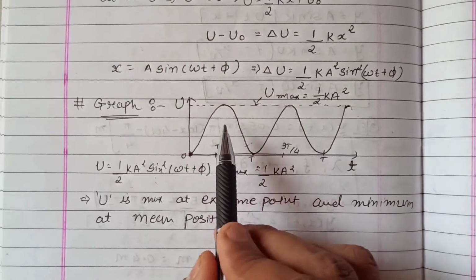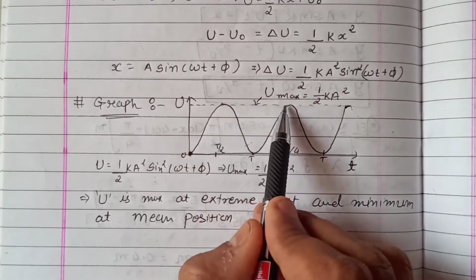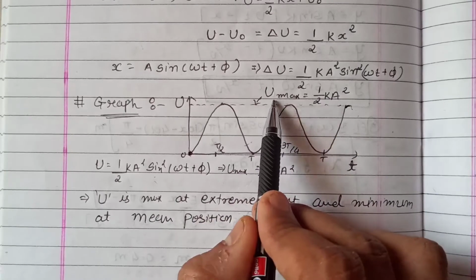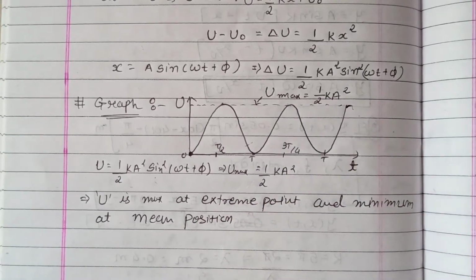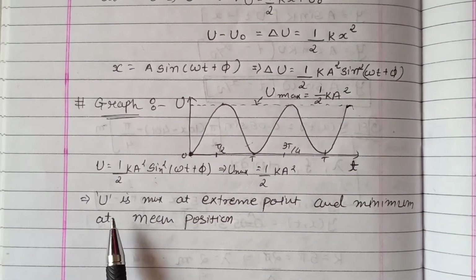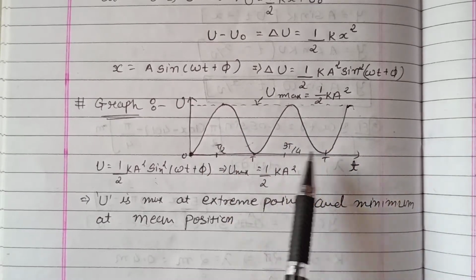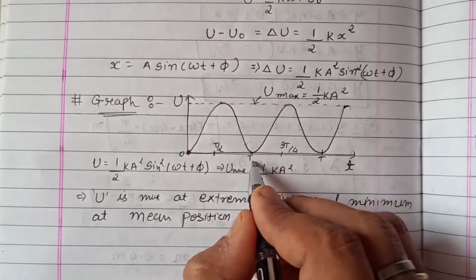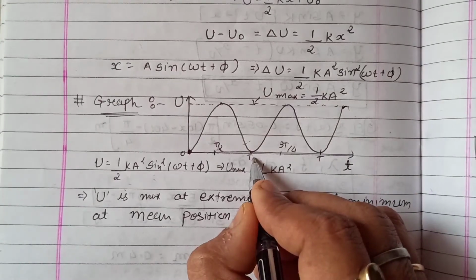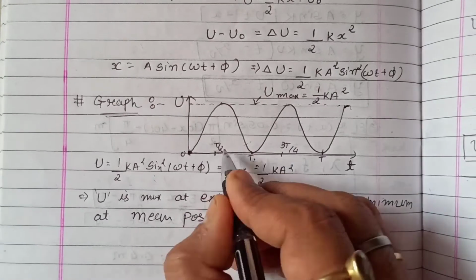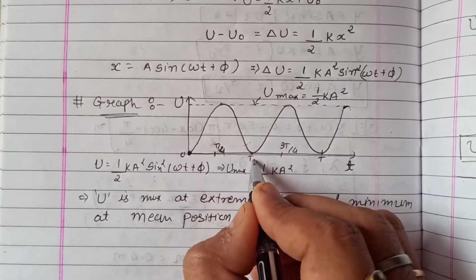Okay, here we can see the extreme point, it is the maximum, and U maximum is equal to 1/2 K a square. Here U is the maximum for the extreme point, and minimum here at T by 4, and here T by 2.